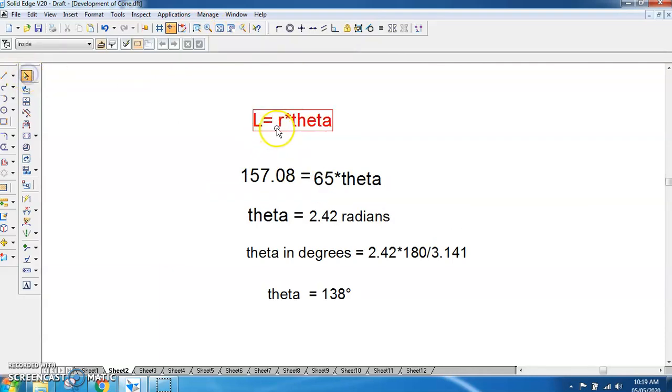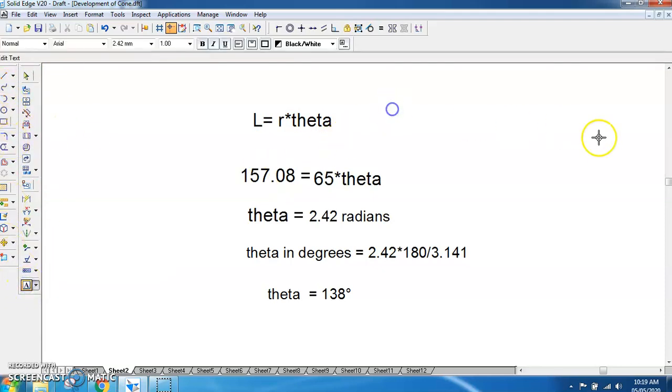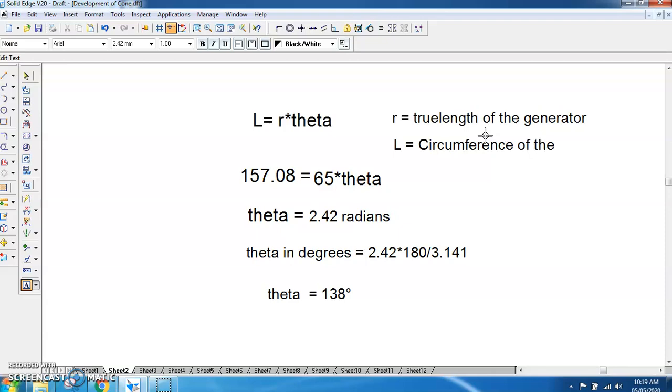So here this R is equal to the true length of the generator, and capital L equals the circumference of the cone base, and theta is in radians. The next part we are going to see in the next video.